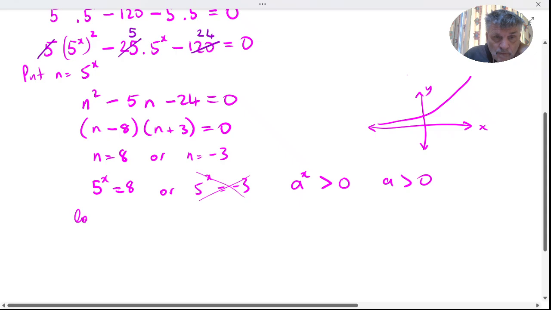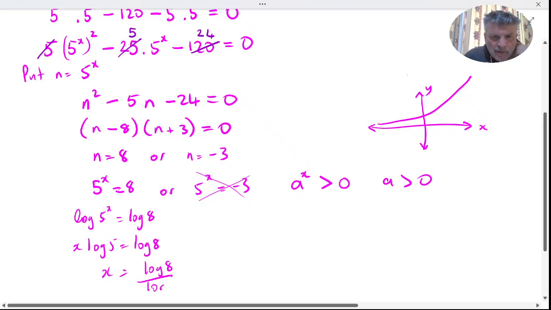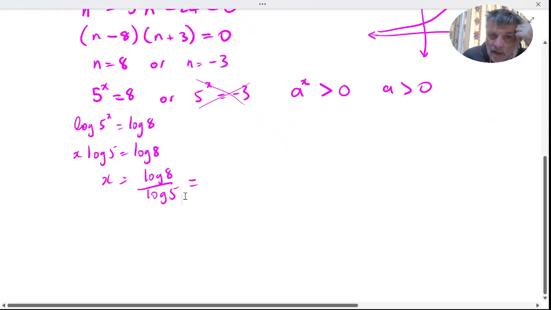Logarithm of 5 to the power of x is equal to the logarithm of 8. The x can go out the front. x log 5 is equal to log 8, and therefore x is equal to log 8 divided by log 5. You can do that on your calculator and get an answer. I'm going to just leave it there like that.